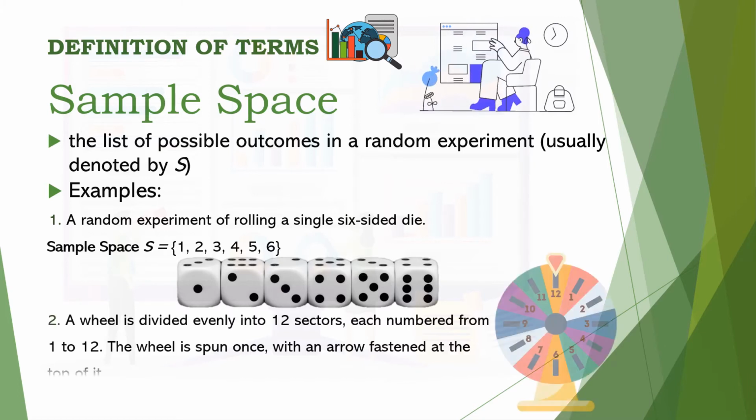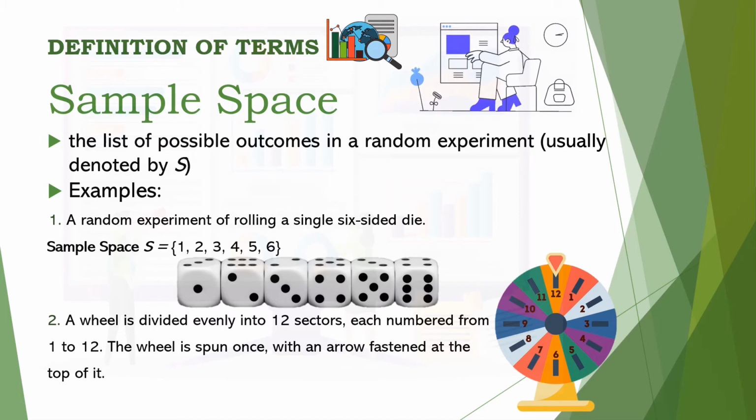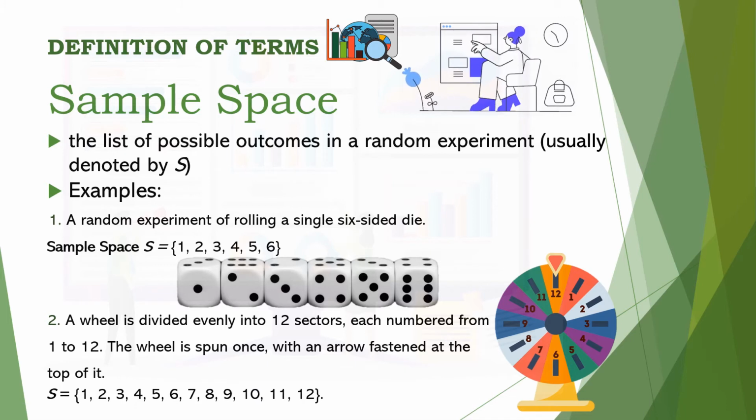Another one. A wheel is divided evenly into 12 sectors, each numbered from 1 to 12. The wheel is spun once, with an arrow fastened at the top of it. So at any time, a certain sector with a corresponding number will land on the arrow when the wheel stops spinning. This is a random experiment since we cannot predict the outcome of the spin. Therefore, the sample space is the whole numbers from 1 to 12.